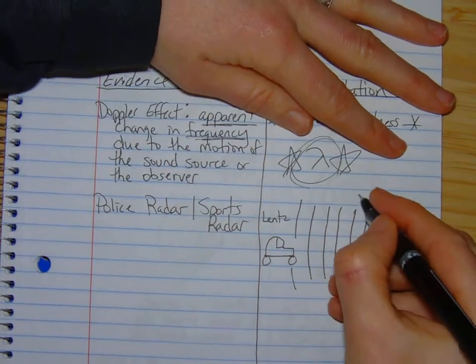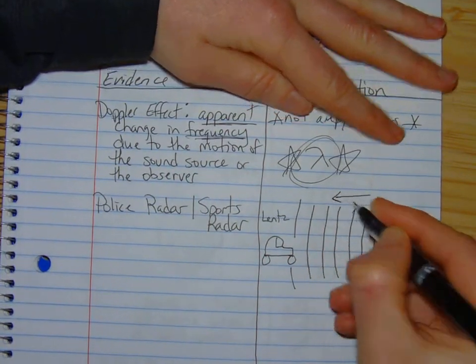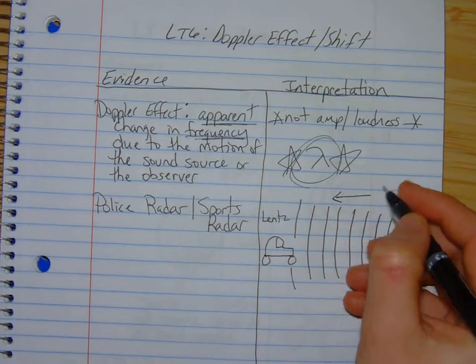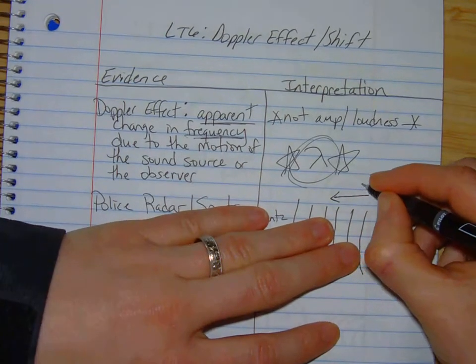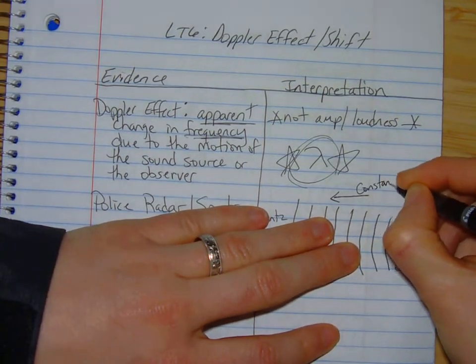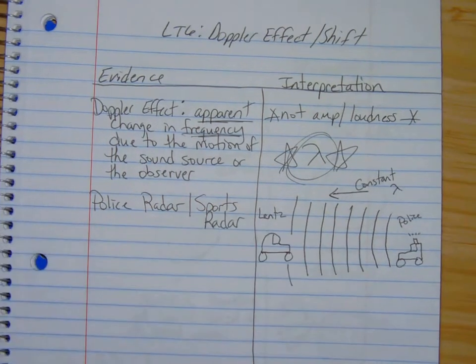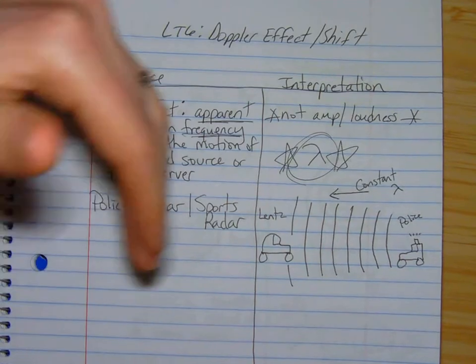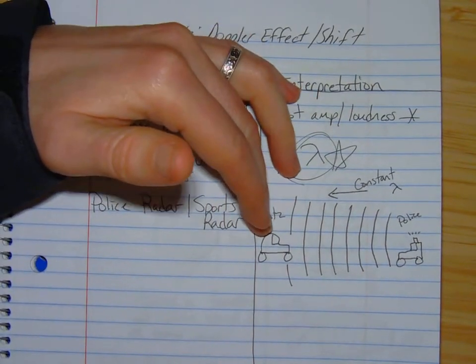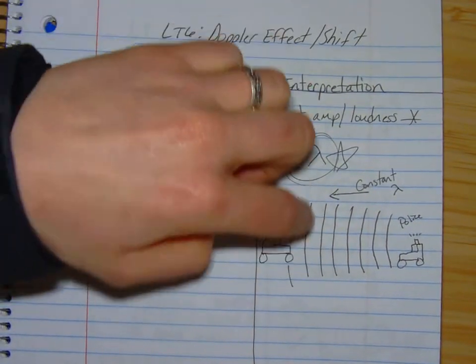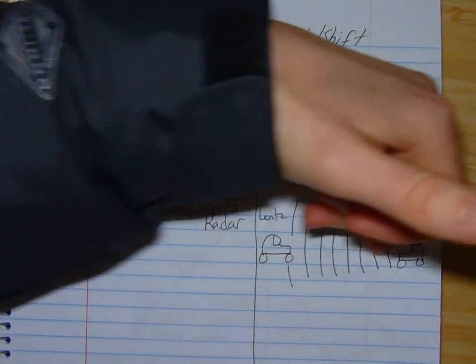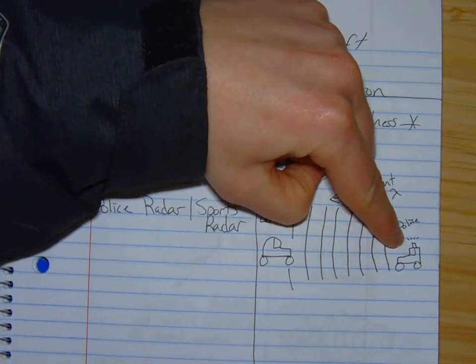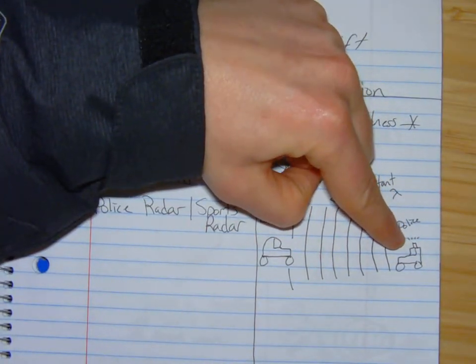So the police officer, or his radar gun, would send out waves at a constant wavelength, a constant frequency. Okay. Now, these radio waves, if they hit an object, obviously they're going to bounce back, right? So some of them are going to go around, but some of them are going to bounce back to the police officer's car where they have the sensor. So they're going to be reflected.